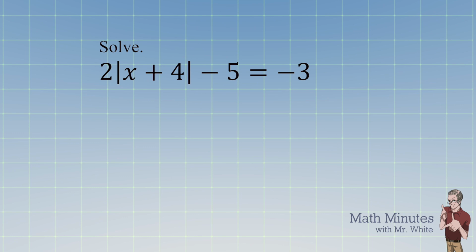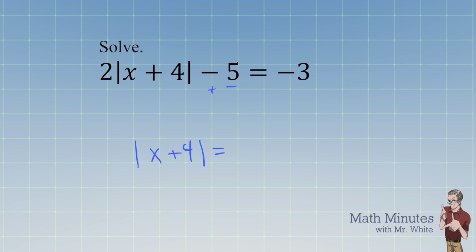All right, it's really important that you see this problem because there's a couple things going on here. You see how we have some extra stuff on the outside of the absolute value, and we have a negative on the right side. So you might think you could just say no solution, but that is not the case here. Watch. We're going to try to get the absolute value of x plus 4 all by itself. We're going to try to figure out what's on the other side. That's our first goal, is to get the absolute value isolated.